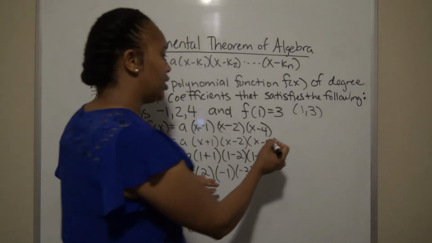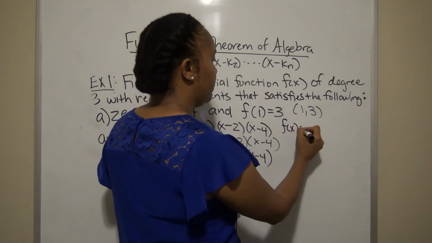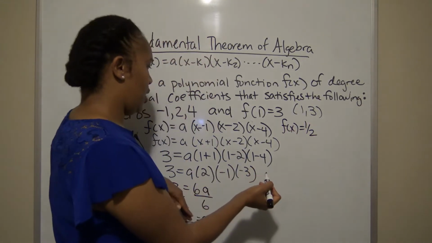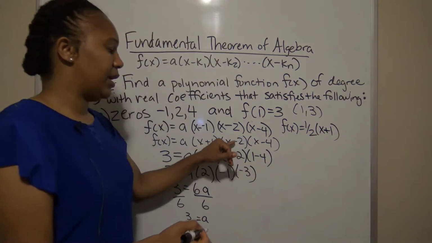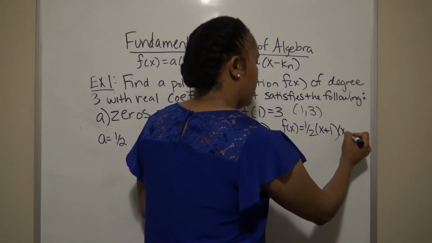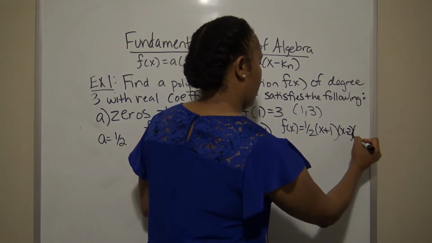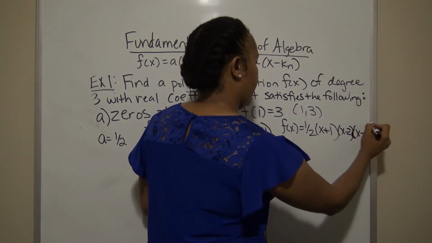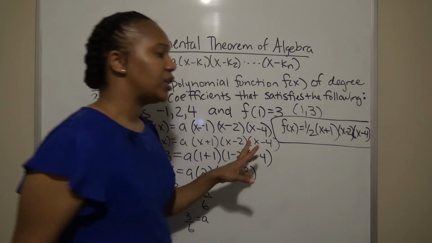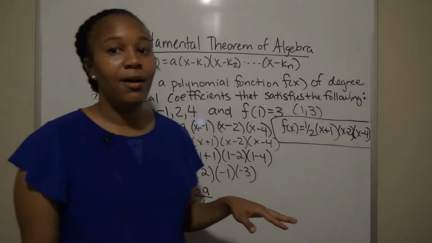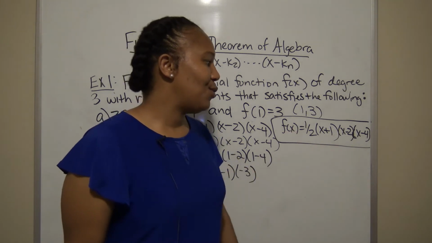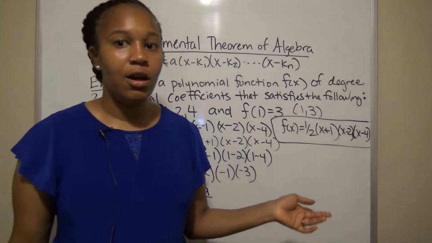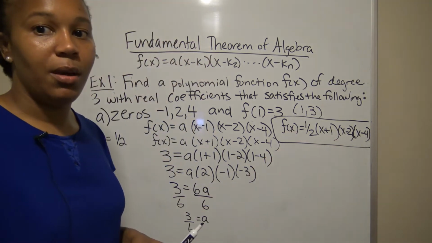So that means our function looks like this. F of x equals 1/2 times x plus 1, x minus 2, and x minus 4. All right, so that's our function in factored form. Now, sometimes your homework may not want you to write it in factored form. It may want you to actually multiply that out. So I'm going to show you how to go through and multiply that out.